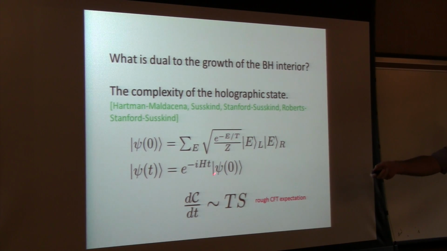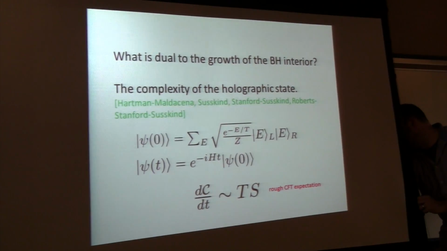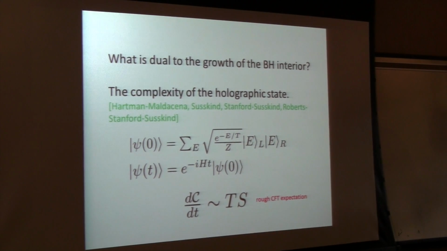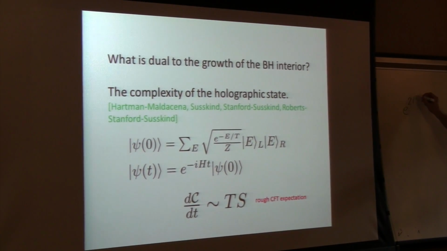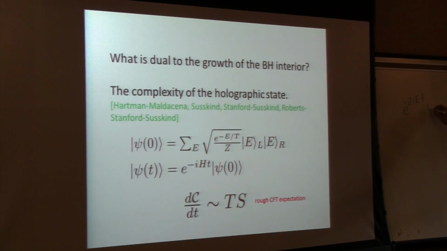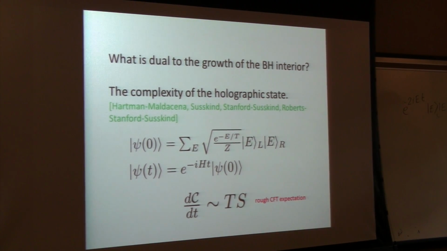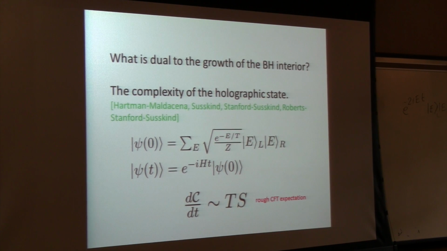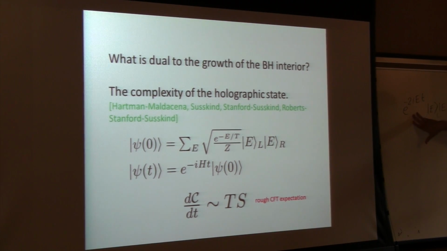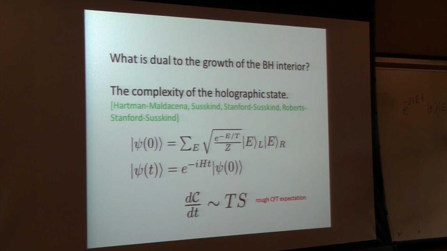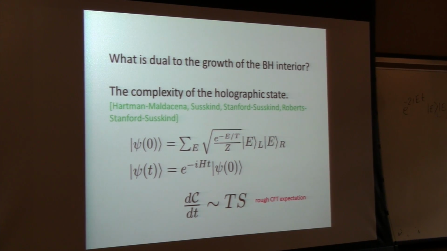And what I mean by this schematic e to the minus iHt is I evolve forward in time on both the left and the right. So this state gets phase factors, e to the 2iEt, like this. And so it's not static, it changes in time. And when you trace out one of the sides, this phase factor goes away. But if you look at the interior dynamics, something is happening.